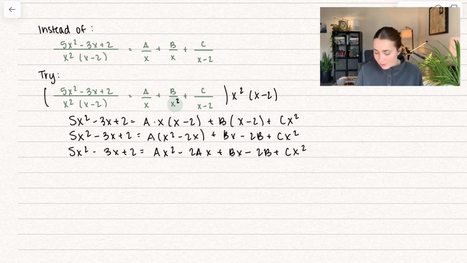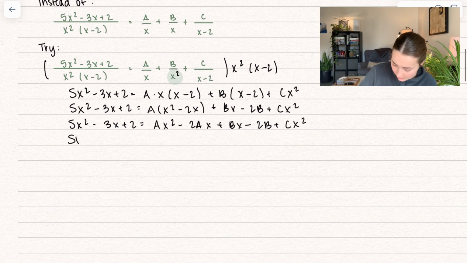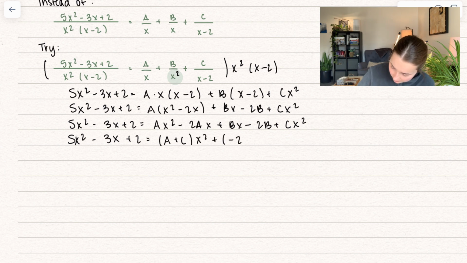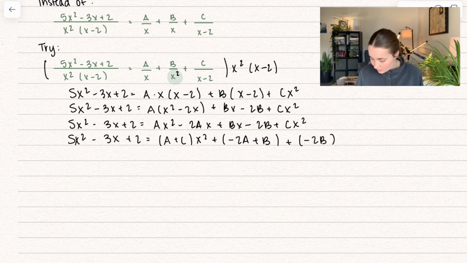Alrighty, so I multiplied it all out. Let's go ahead and combine common terms. So we have 5x squared, negative 3x, and 2 as a scalar. The x squared terms are a plus c. Let's combine our x's: negative 2a plus b. And then for our scalars, we just have negative 2b. So let's go ahead and set them equal to each other.